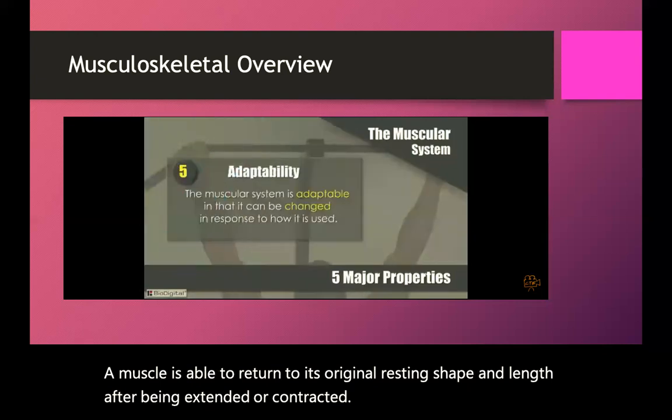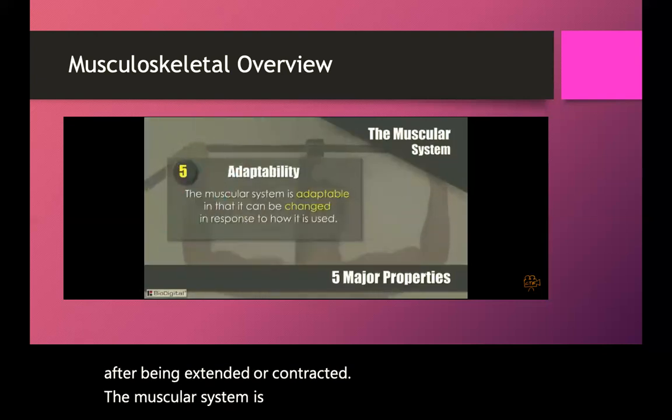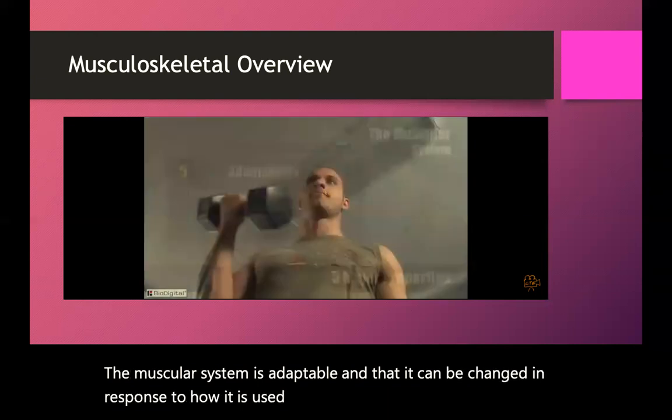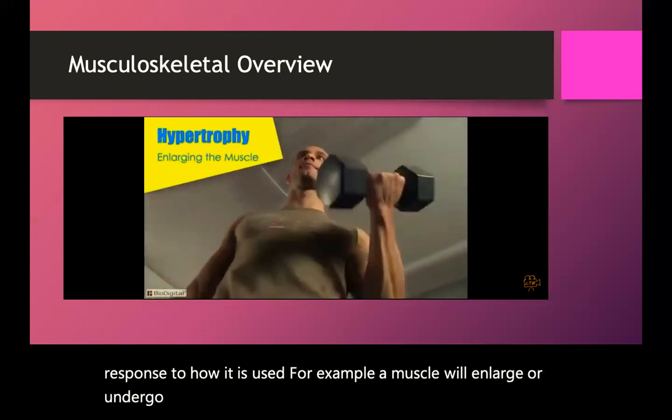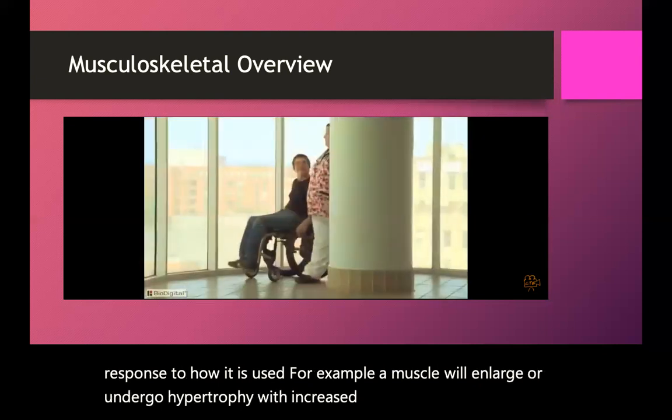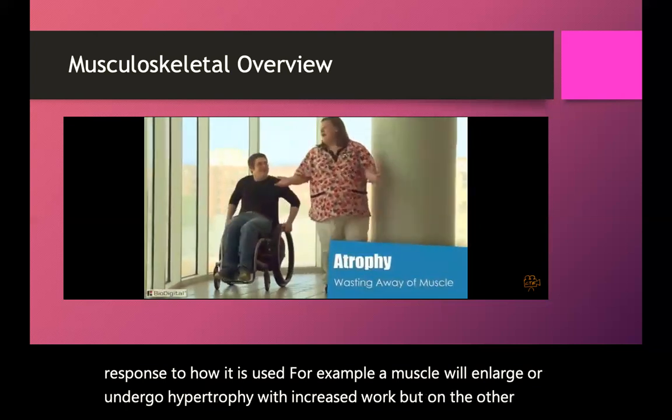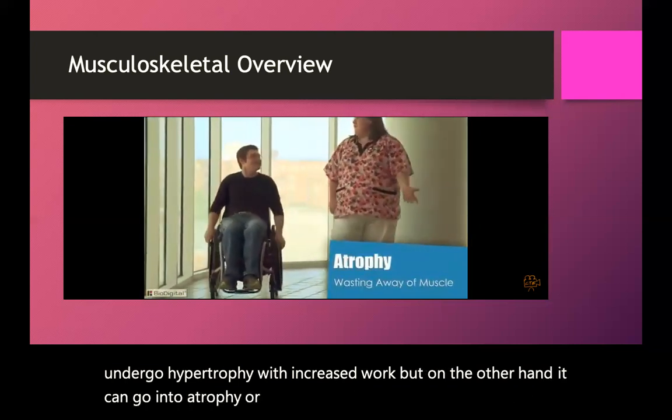The muscular system is adaptable in that it can be changed in response to how it is used. For example, a muscle will enlarge or undergo hypertrophy with increased work. But on the other hand, it can go into atrophy or waste away if deprived of work.